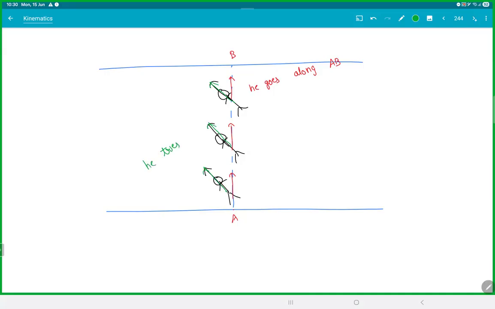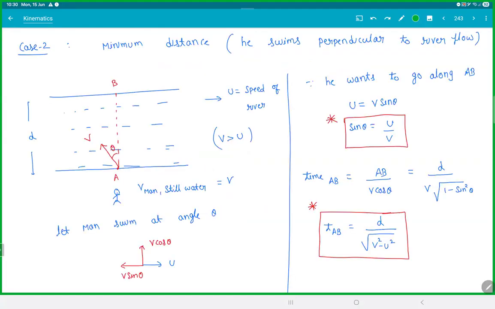So his head will not be straight. His head will be like this. It's like you're looking at an angle and you're walking straight. He tries to swim this way. All clear with this? That's your case 2.